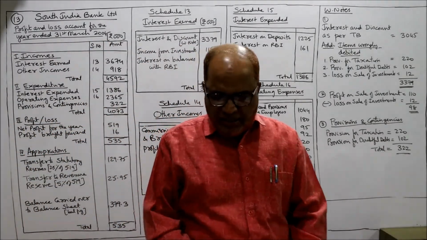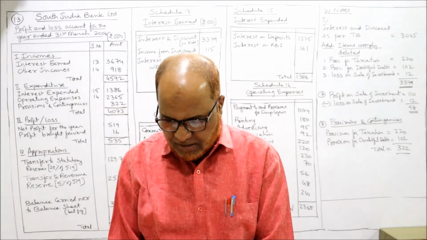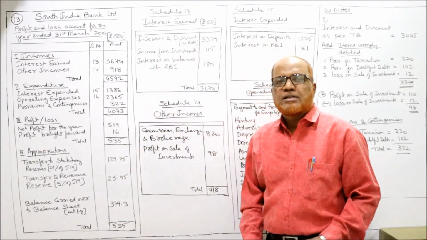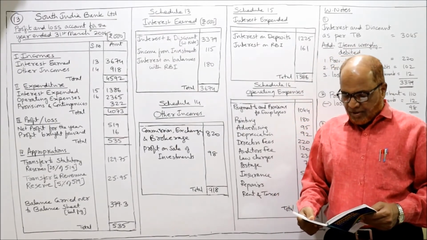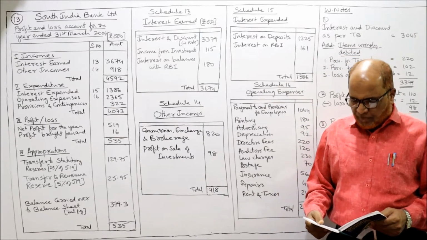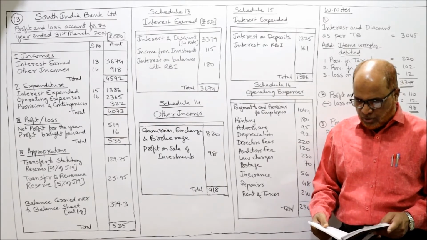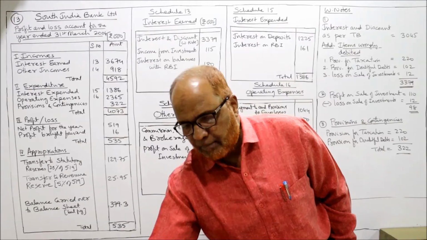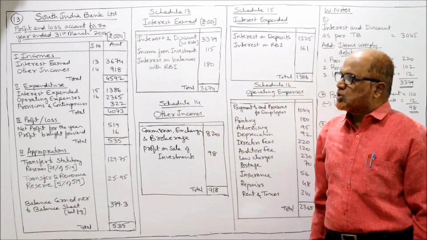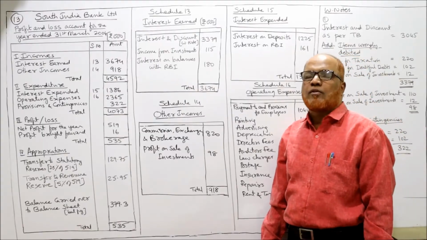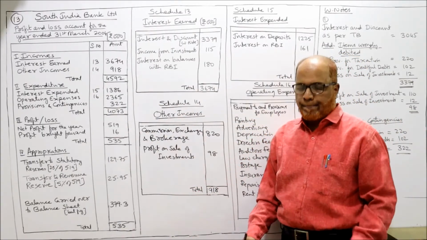Come on students, now we'll start the next problem in our final accounts of banking companies. So far we have completed 12 problems. Now I am reading out the 13th one. From the following information, prepare the profit and loss account of South India Bank Limited as on 31st March 2004. So the name of the bank is South India Bank Limited, year ending 31st March 2004. It is asking you to make the profit and loss statement. I have prepared the profit and loss account as usual.